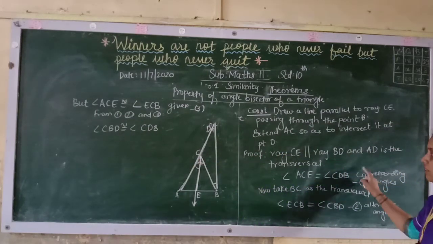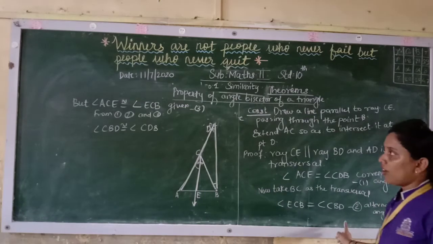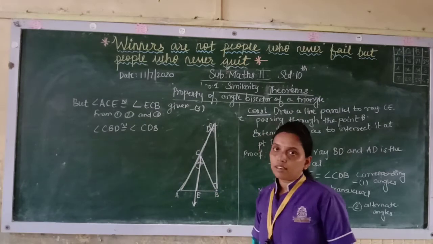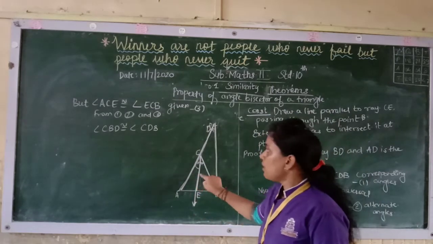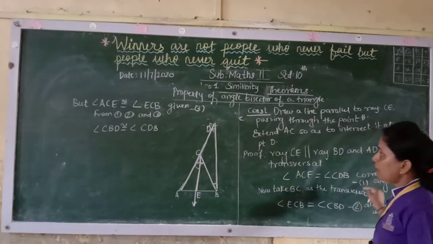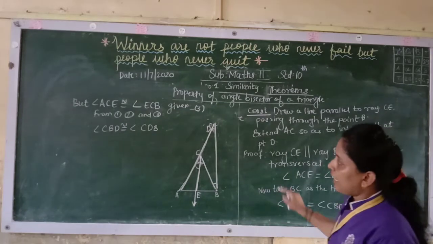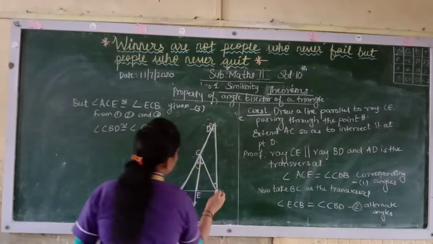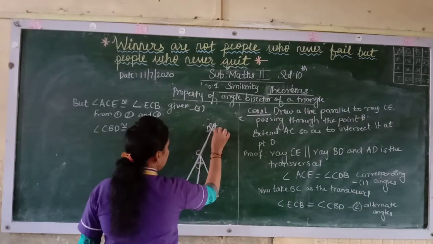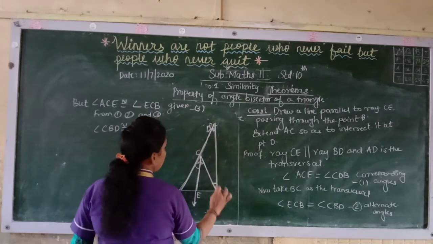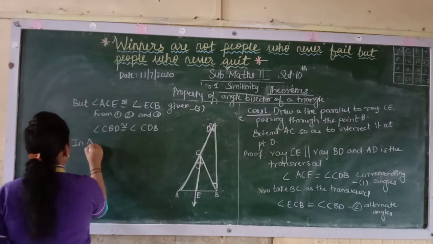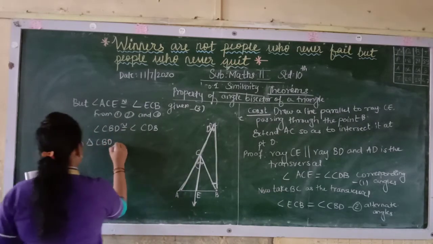So first we got the corresponding angles, then we got the alternate angle. This is the already given angle bisector. These two angles will be congruent. But if we tally 1, 2, 3, we will get that CBD is congruent to CDB. Now see, CBD and CDB, these are coming in this triangle BCD. So you will consider that triangle CBD.